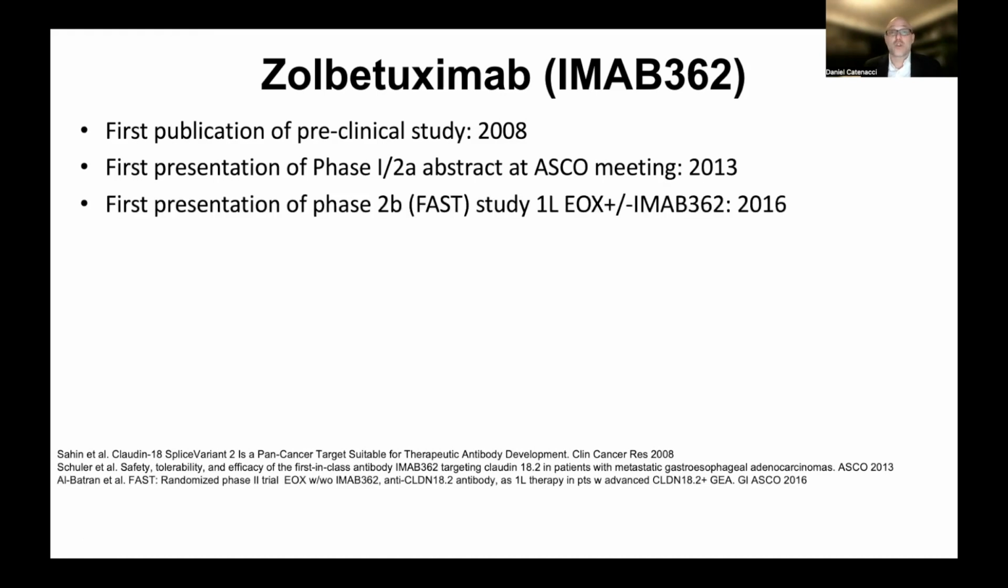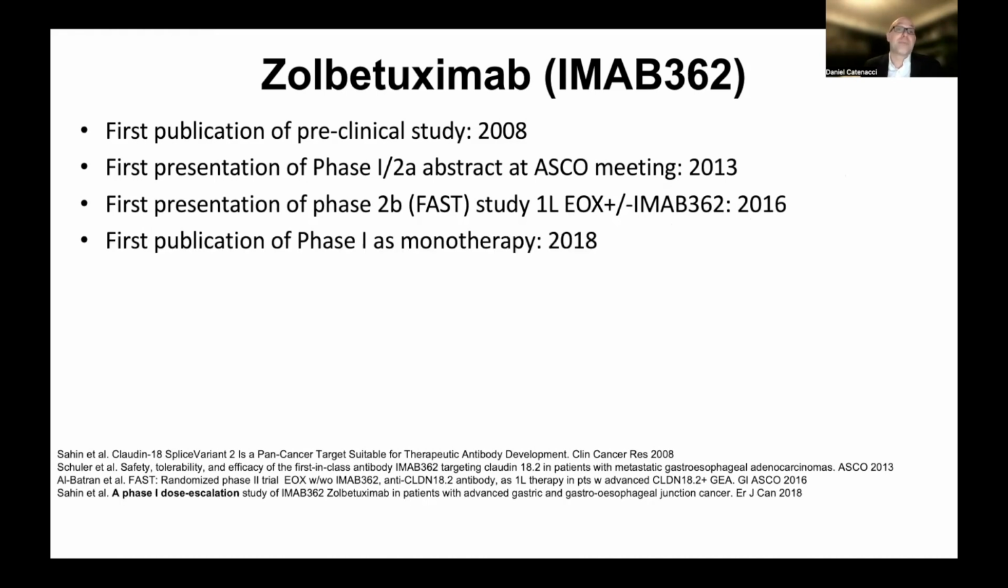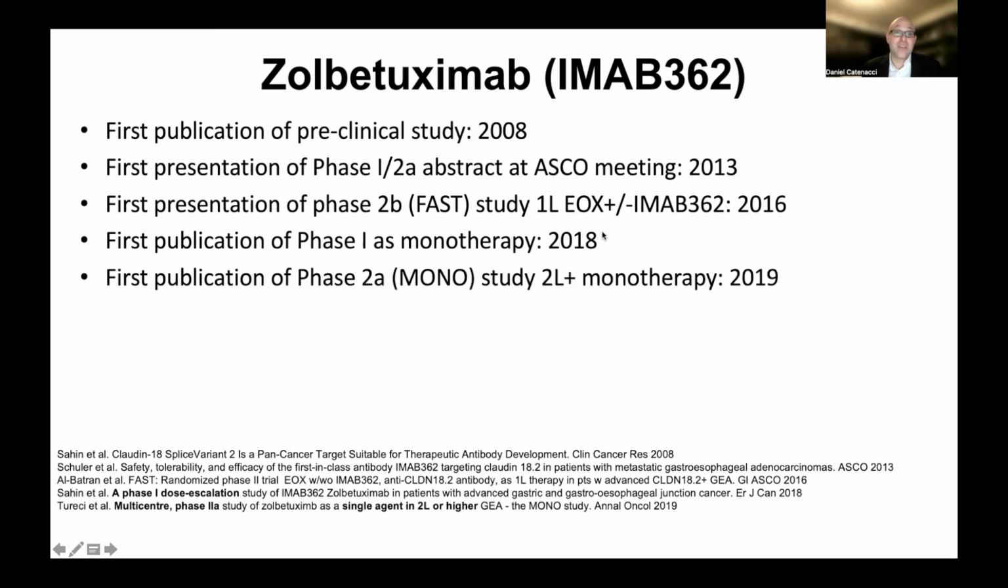Then the phase 2b study, the randomized study, which looked at standard chemotherapy with or without the antibody, was first reported orally in 2016 at the GI ASCO meeting. And then publication of this previous phase 1 study came out in 2018. And then the first publication of the phase 2a study, a non-randomized study looking at larger numbers of patients with gastroesophageal cancer called the MONO study for second line and higher, was published in 2019.